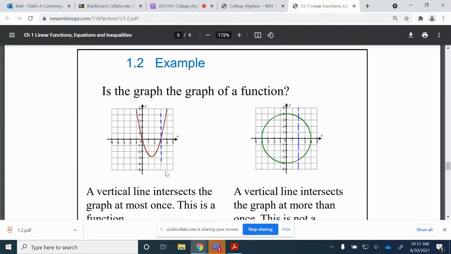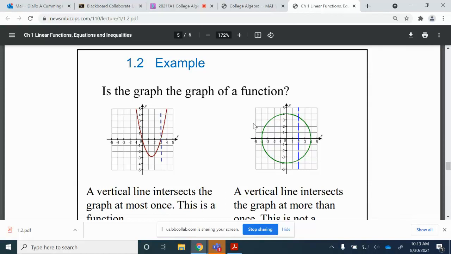If there's no more than one point of intersection, so notice that this vertical line touches or intersects our graph at no more than one point. So this graph is the graph of a function because it passes the vertical line test.